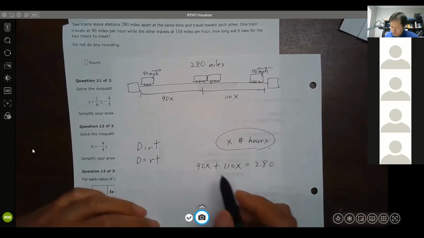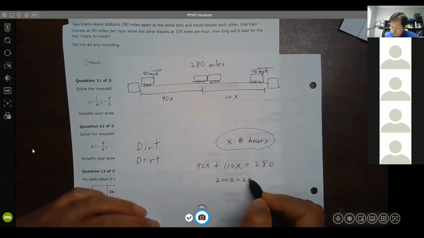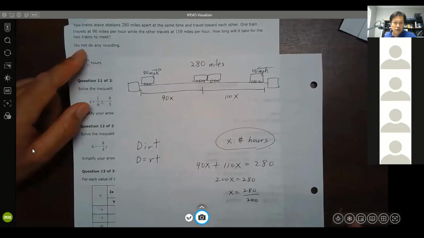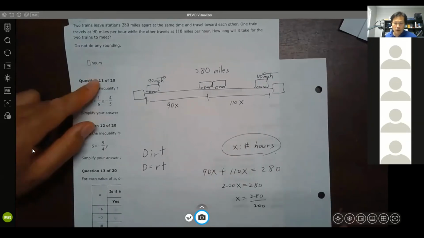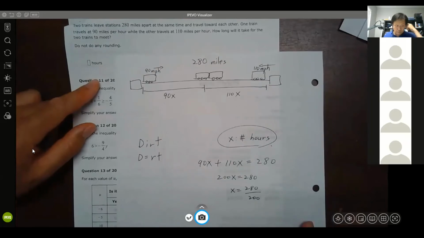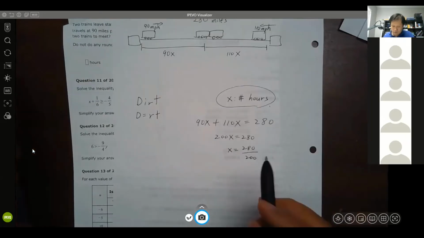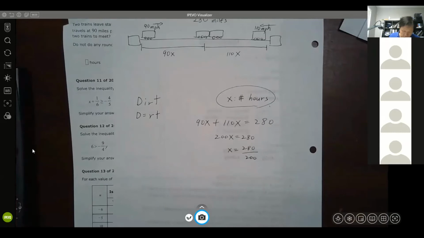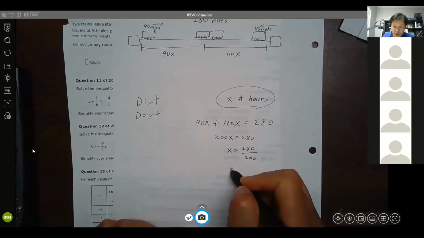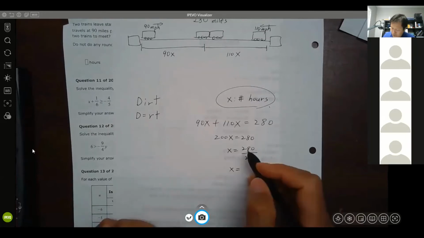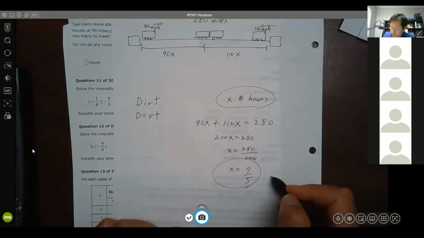So 90x plus 110x is 200x equals 280. So x equals 280 over 200. What do they want? Do not do any rounding. Is that a nice integer? Yeah. If you put that into the calculator, you get either 7/5 or 1.4. Either way should be okay.